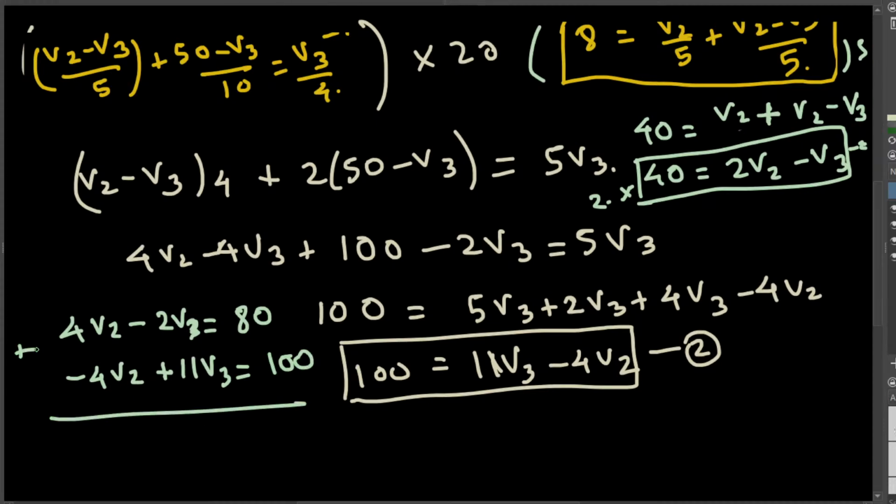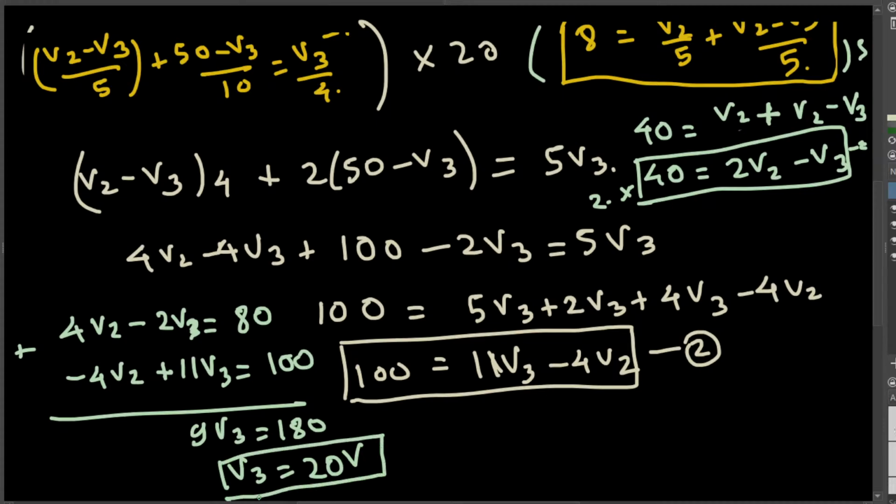And if I add them together, V2 cancels, and then 11V3 plus minus 2V3, that is 9V3. 9V3 is equal to 180, and therefore V3 is going to be equal to 9 times 2, so 20. V3 is 20 volts. Okay, now we have solved for V3.